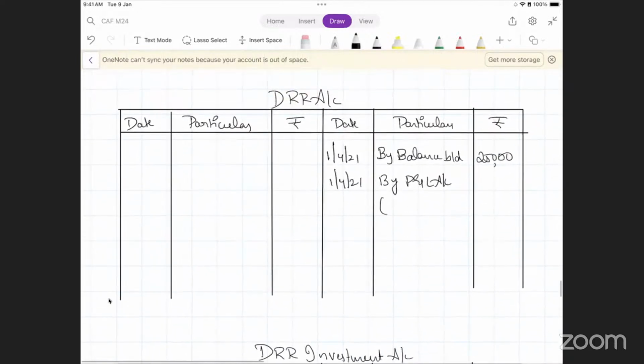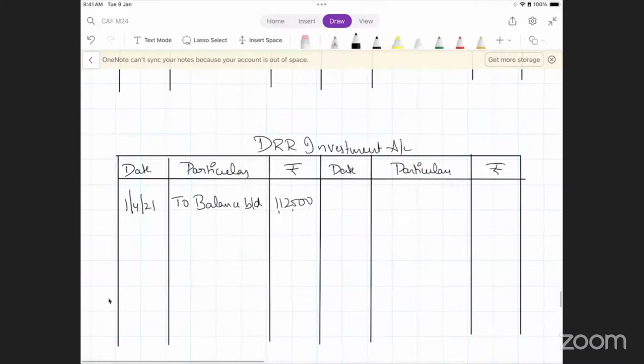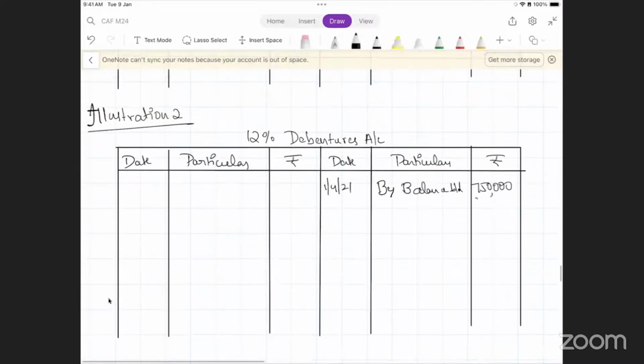How much DRR should there be? The DRR closing balance must be 10% of the debentures. 7,50,000 into 10% it should be, but right now it's only 25,000. So I am creating 50,000 DRR. This much is required, but no need to create all 75,000 now because there's already an existing balance in the account at 25,000. DRR investment is sufficient, right? It should be 15%, 7,50,000 into 15%. It is exactly that. So we don't have to do anything about DRR investments.